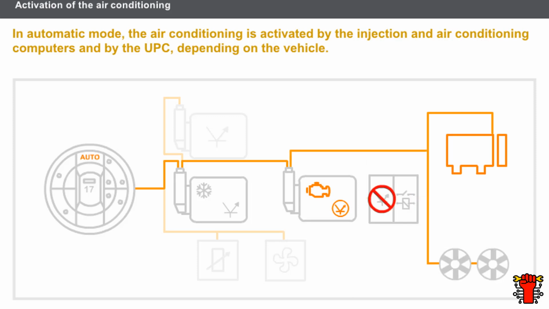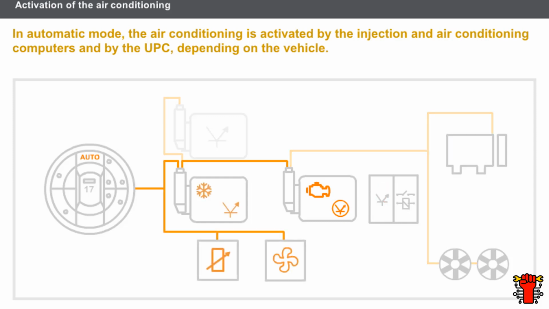When a vehicle has no UPC, the engine fan is still controlled by the injection computer via relays. However, the compressor clutch is controlled either by the injection computer or the air conditioning computer or an electronic unit. A passenger compartment ventilation speed, controlled by the air conditioning computer, must be engaged to activate the air conditioning.